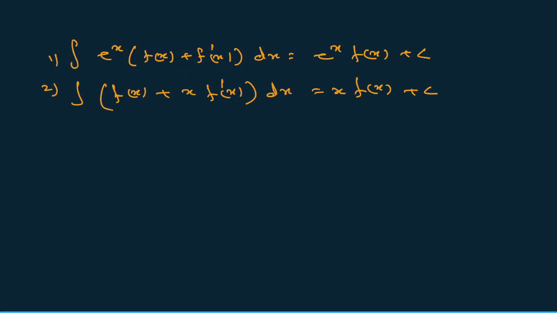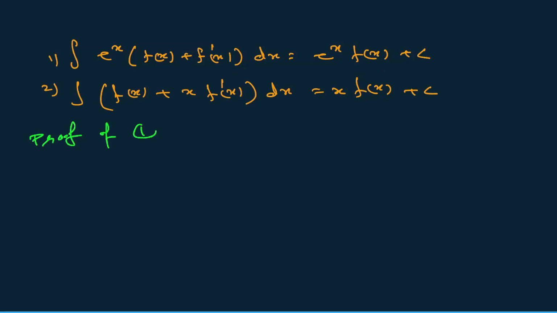And e to the power x into f(x) plus f dash x, the answer will be e to the power x f(x) plus c. And the second is e to the power x into f(x) plus x f(x), another type of this first formula, so the answer is x f(x) plus c. So let us try to prove formula number 1.